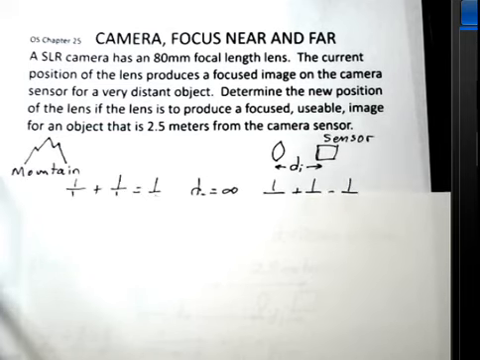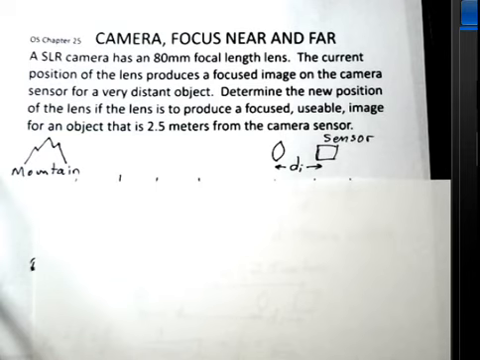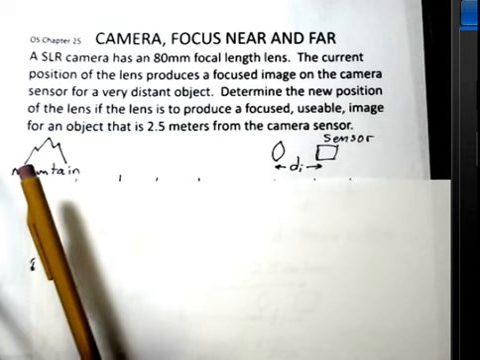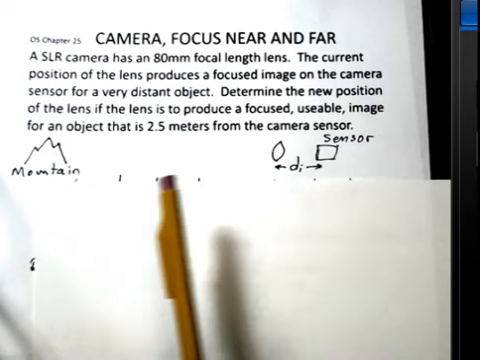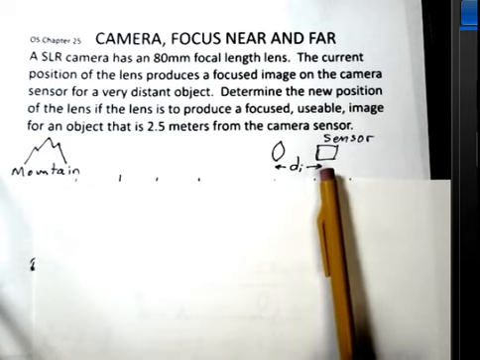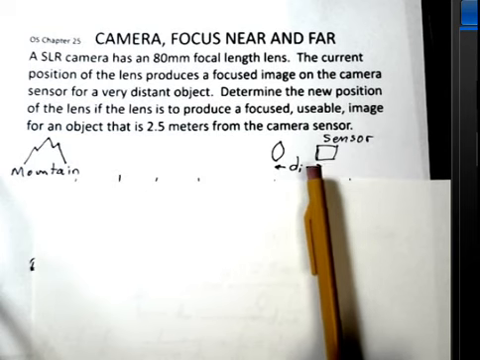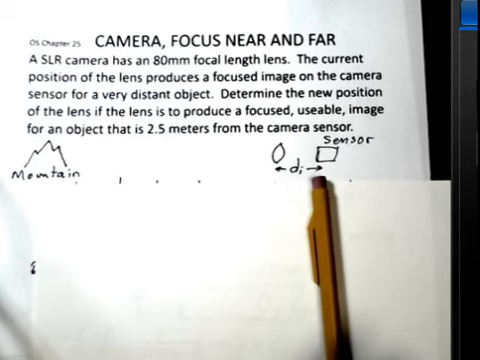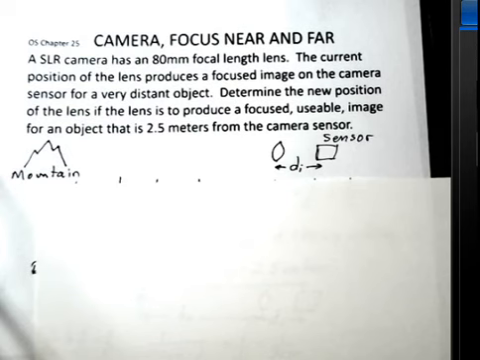So a little sketch is perhaps useful here. We're starting viewing a very distant object, and we're not on the mountain, we're far away. And here's our sensor in the back of the camera, here's our lens, and we have an image distance that we'd like to know right now. We want to know where this lens is mounted such that we get a focused image.